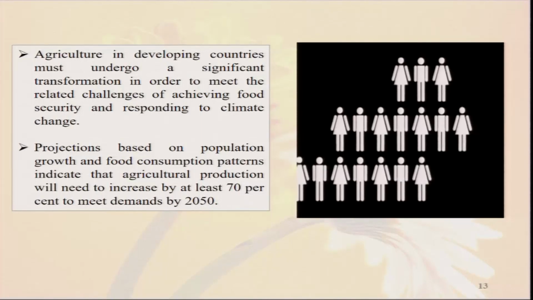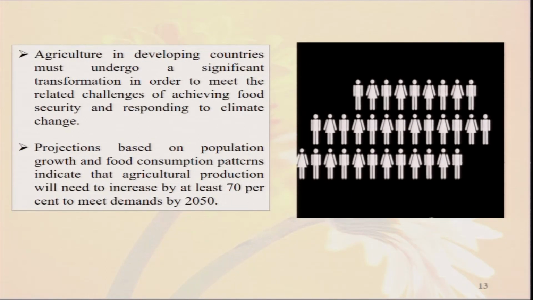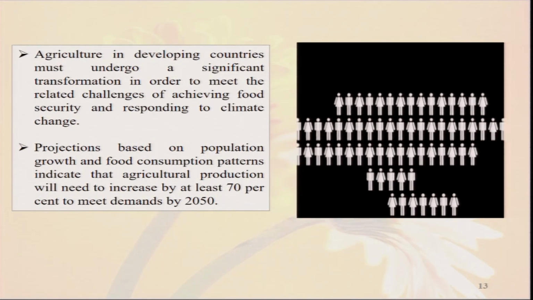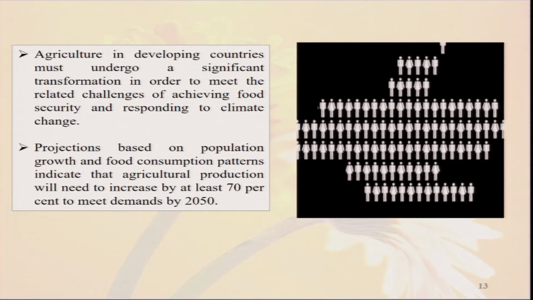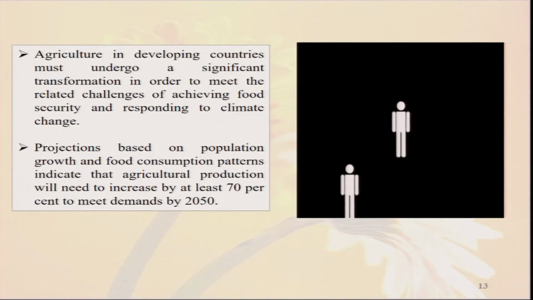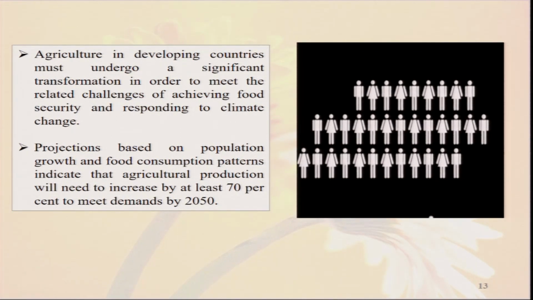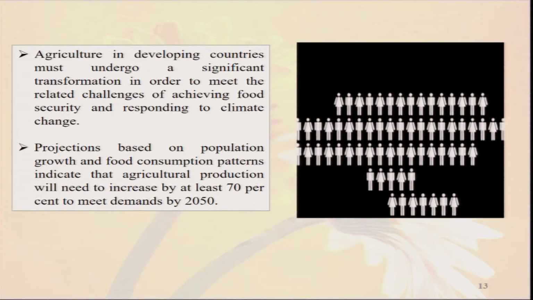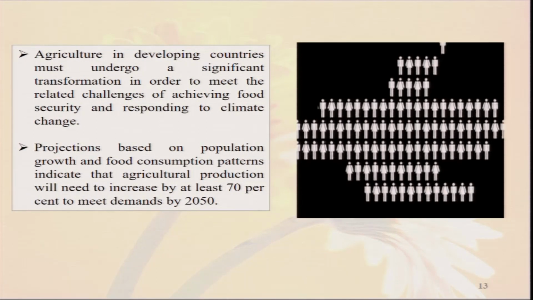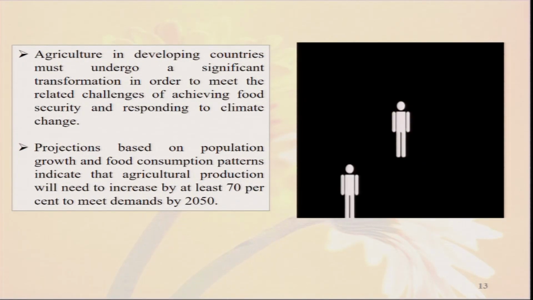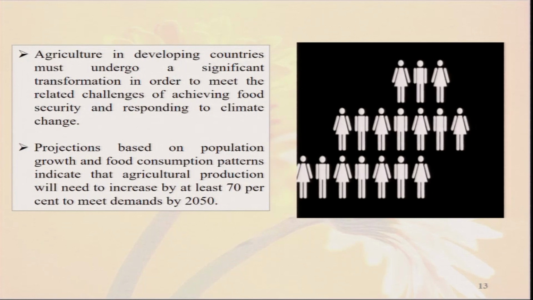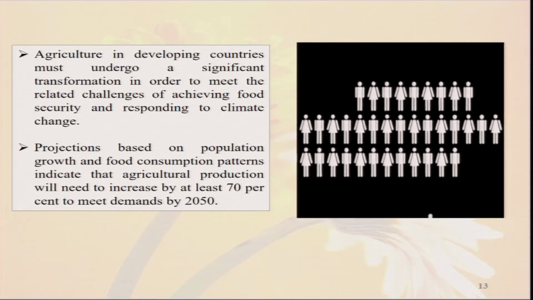Agriculture in developing countries must undergo a significant transformation in order to achieve food security, because our population is increasing, and projections based on population growth and food consumption patterns indicate that agricultural production will need to increase by at least 70% to meet the demand of 2050. Our food production has reached a very good level, more than 300 million tons, but by 2050 we have to produce more, because the population is increasing.